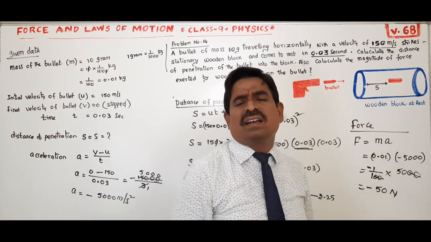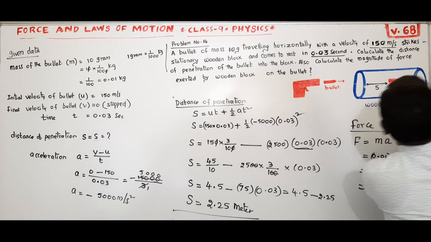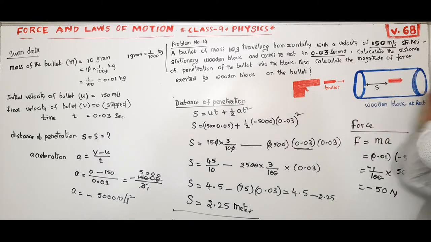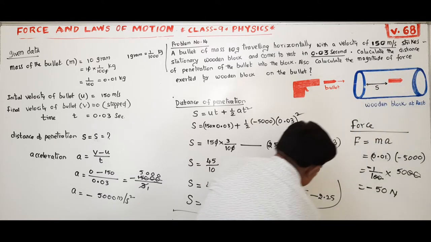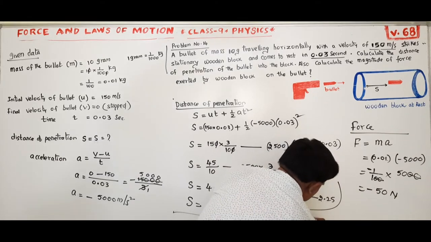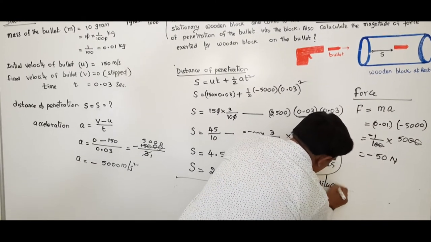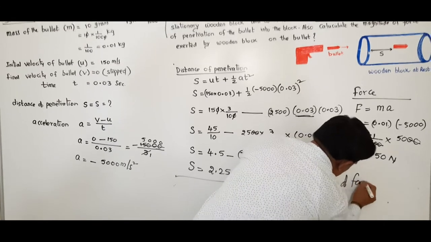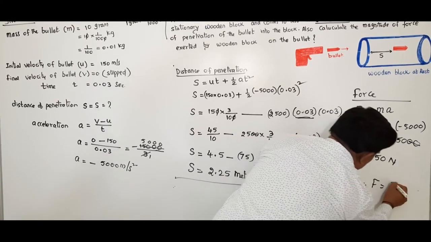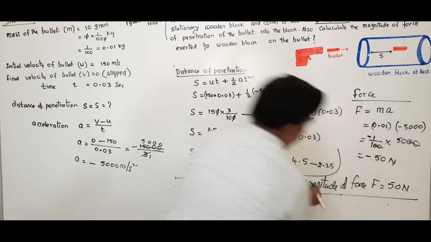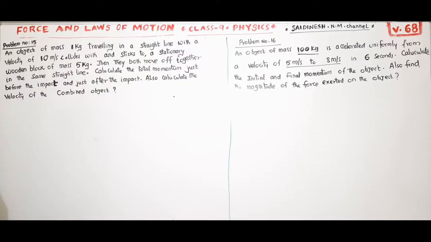Now here, minus indicates what? As the bullet is moving inside, this wooden block is opposing. This is the opposing force, and for that reason we got the minus symbol. But in the problem, they are asking only the magnitude. No need of direction. You take the positive symbol, and magnitude means you take only the value, not the direction. Magnitude of force is 15 Newton.